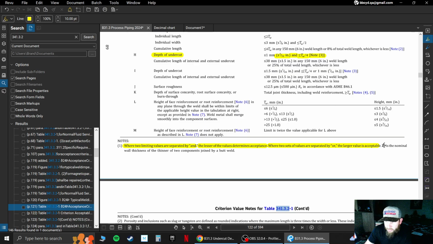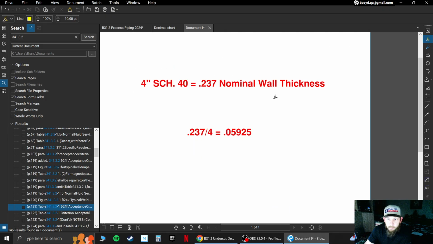Going on, it says TW is the nominal wall thickness of the thinner of two components joined by a butt weld. So this TW is going to be our nominal wall thickness of our 4-inch Schedule 40. So let's do the math on that. Our 4-inch Schedule 40 has a nominal wall thickness of 0.237. Because the note said to use the thinner of each side, we're going to assume that both sides of our pipe are the exact same wall thickness at 0.237. One side is not thinner than the other.